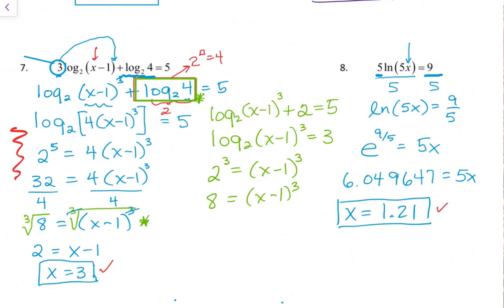Now again, back at the beginning, if you brought that 5 in as an exponent and rewrote the problem as the natural log of 5x to the 5th is equal to 9, and then rewrote that as e to the 9th equals 5x to the 5th, you would have still gotten the same answer. You just would have had to figure out what e to the 9th was on your calculator and then take the 5th root of both sides.